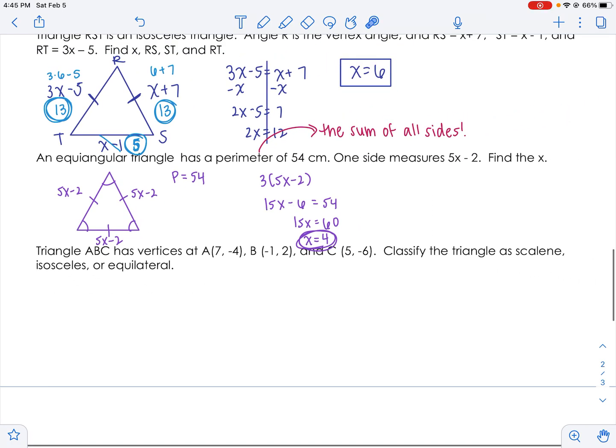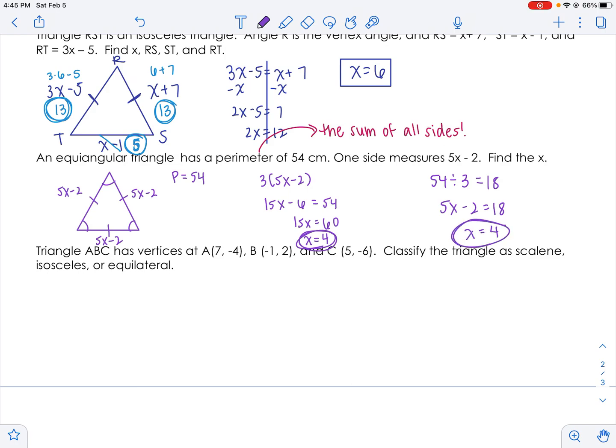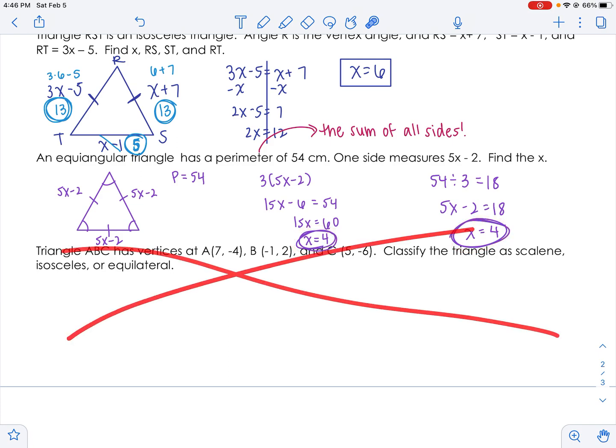Another way that some people like to solve this problem is they like to remember that if the perimeter is 54 and all the sides are the same, some people will do 54 divided by 3, which is 18, and then they'll set one side equal to 18. So they'll do 5x minus 2 equals 18. You'll still get that x is 4 either way that you set it up, which I know can sometimes be confusing in geometry when there's multiple ways to do this problem, but it happens that we should all come out to the same answer. Now, we're going to skip this last problem right here.